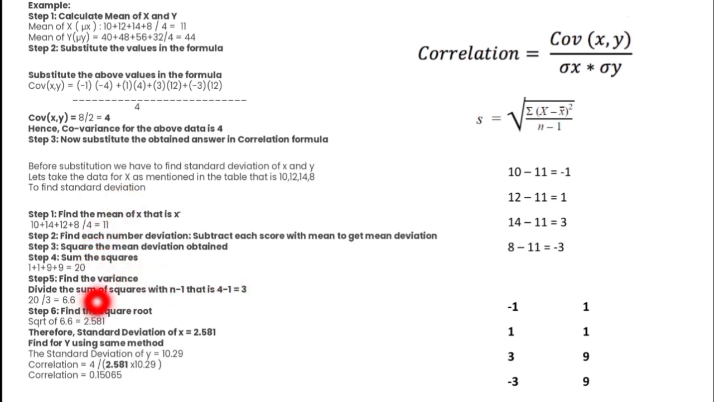Find the variance: divide the sum of squares by n minus 1. The sum of squares is 20. n minus 1 is 4 minus 1, which is 3. So 20 divided by 3 is 6.6. Don't get confused, guys.